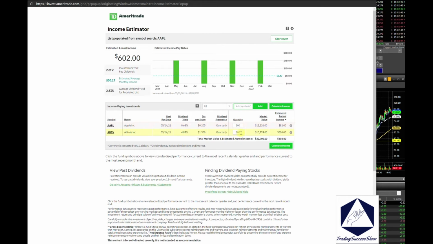If you have 100 shares, guess what? You bought it at $10,000, roughly $11,000 at the current price. So now with 100 shares, you're gonna be paid $520 every single year. But of course, it's highly recommended that you reinvest the dividend.